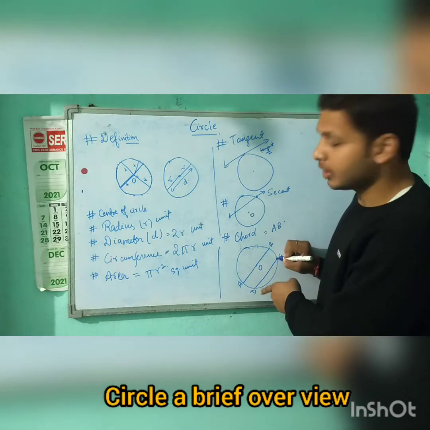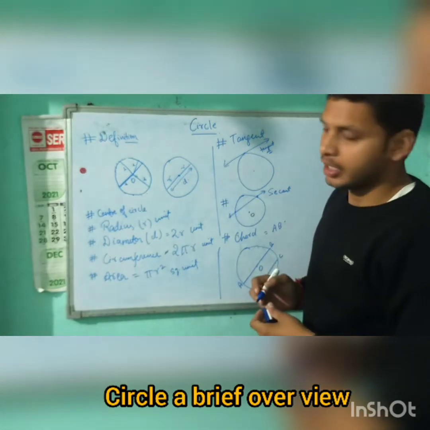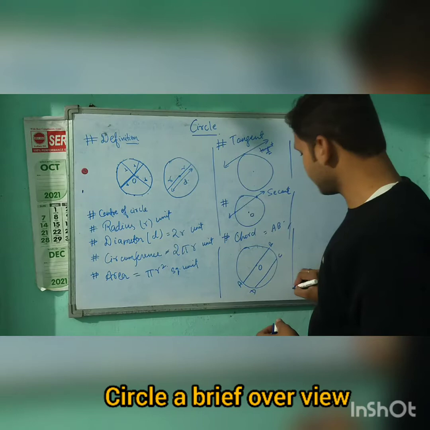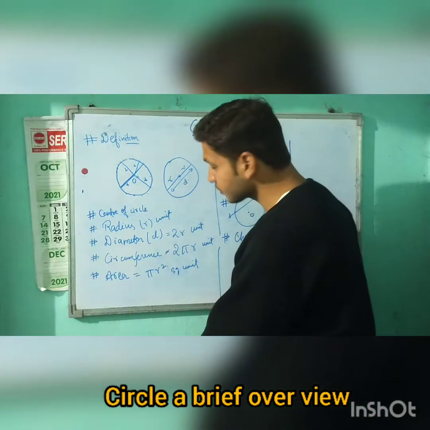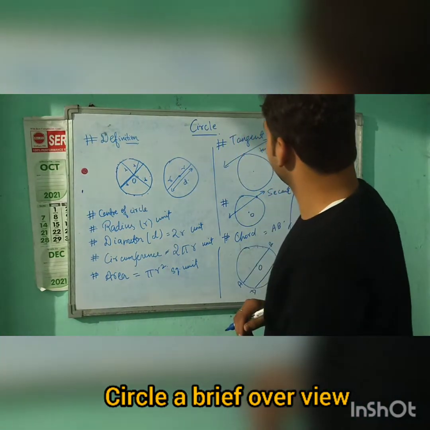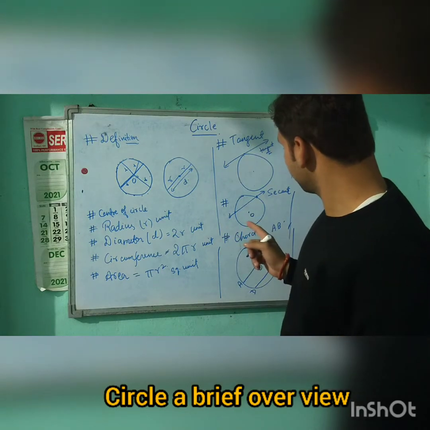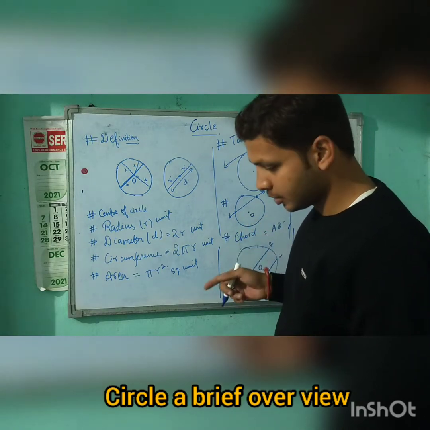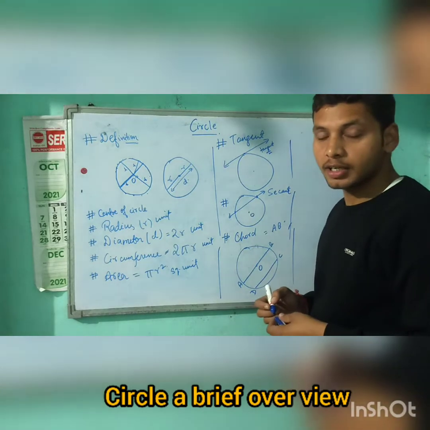That's why we can say CD as a chord, but not as a diameter. See, the most important factor now is secant, chord, tangent, secant. Then, one more thing is there, arc.